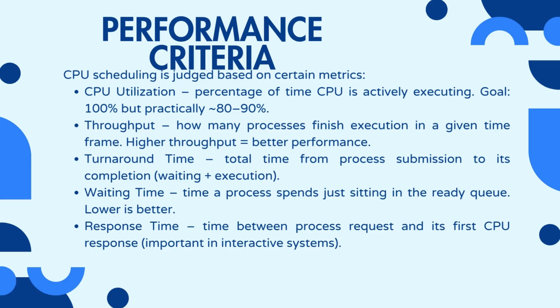Then comes turnaround time, which is the total time a process spends in the system from submission to completion. We also look at waiting time, which is how long a process is stuck in the ready queue. Lower waiting times are always better. Finally, response time, which is especially important in interactive systems, is the time from when a request is made until the process first gets CPU attention. Together, these factors help us decide whether a scheduling algorithm is performing well or not.